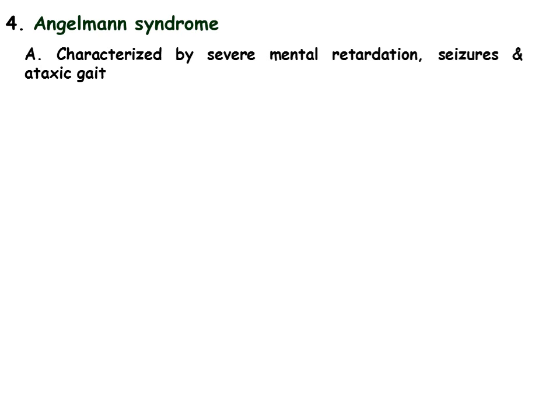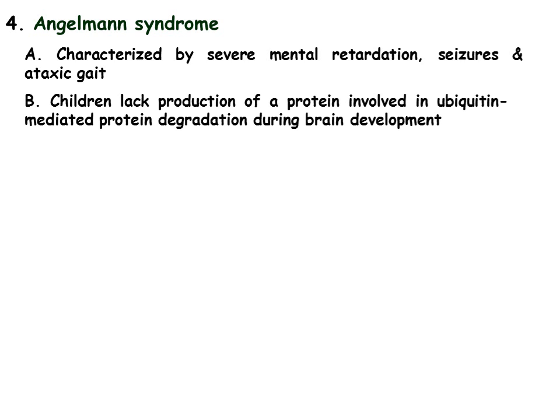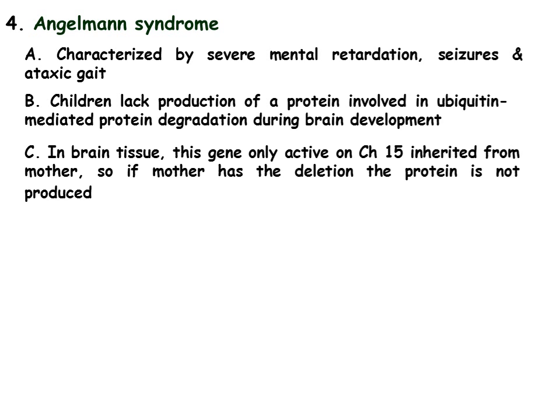Angelman syndrome: severe mental retardation. They have seizures and problems walking. There's a lack of production of a protein involved in recycling of proteins in the cell. And this is particularly important during brain development. In the brain tissue, this gene is only active on chromosome 15 inherited from the mother. So if the mother has the deletion, the protein is not produced.